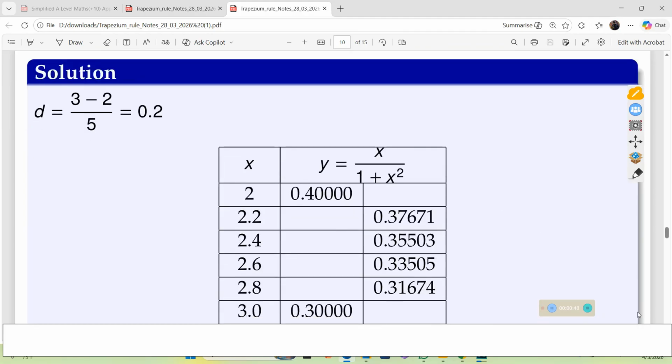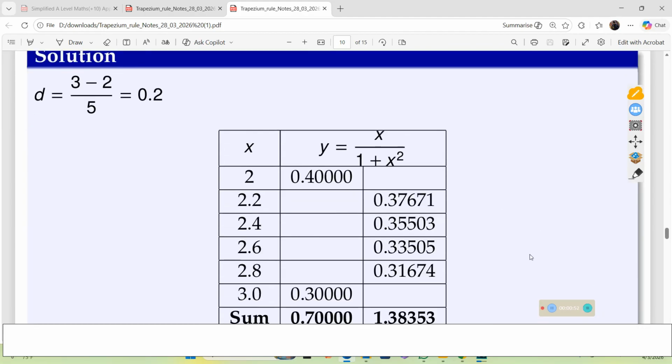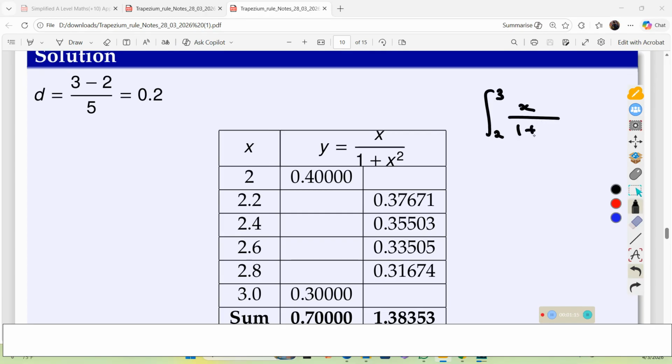So from there we can now have our table, which has the values of x and the corresponding values of y. As we said, we can easily get the x values by beginning with the lower limit. Remember our expression is to integrate from 2 to 3 of x upon 1 plus x squared dx. So our lower limit is 2. So you begin with 2.